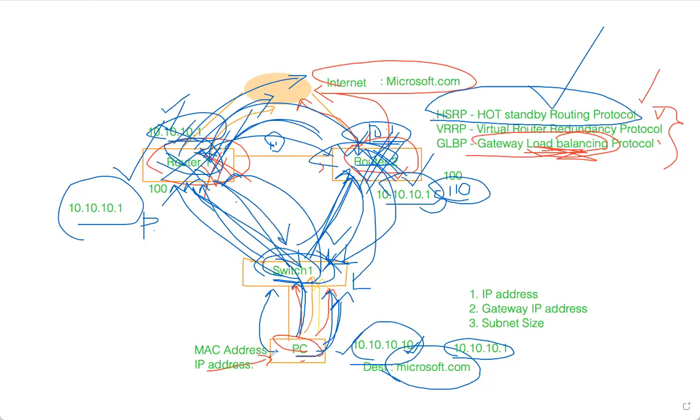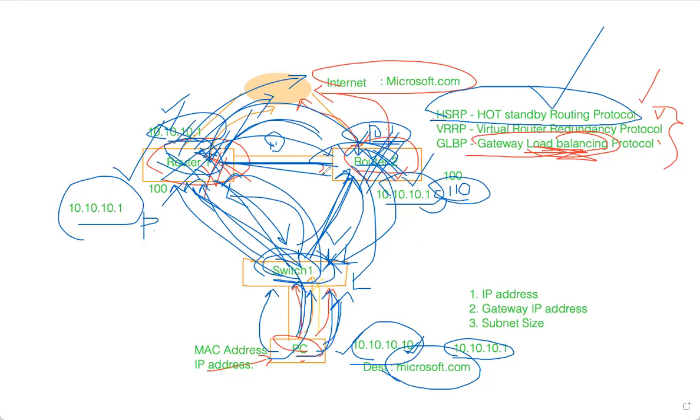So next, the PC will send to the switch, and the switch will go to router 1 because router 1 became primary. The FHRP is the protocol running between the routers to elect which one is primary and which one is secondary. They elect using a priority number. Whichever has the higher priority will become the primary device.